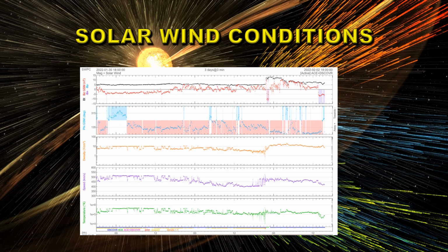Well, for Earth conditions, we need to know what the solar wind is doing, and this is a 3-day plot of the solar wind. You can see that BZ has moved to the south, which is usually an indication that it will reconnect with the Earth's magnetosphere. The density is still around about 10 particles per cubic centimeter, and the speed, interestingly enough, has dropped to about 425 kilometers per second. In fact, the most recent reading was just over 400.